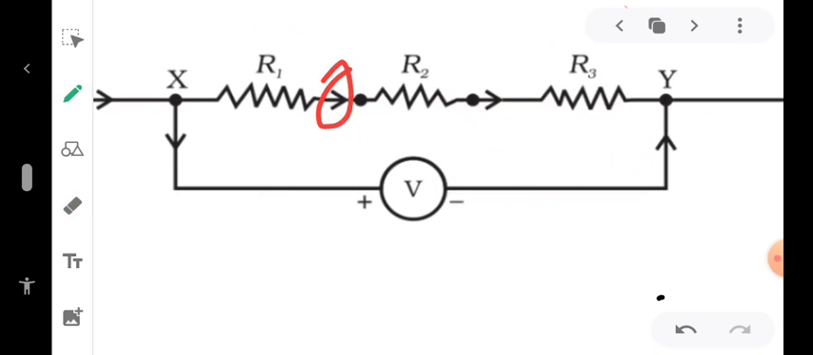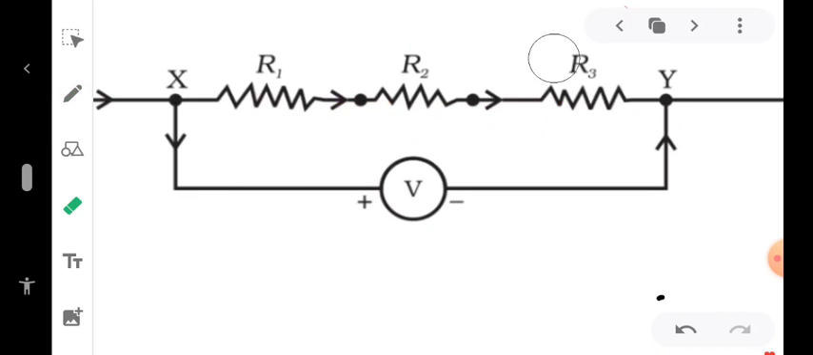If, instead of this simple wire, something is connected like a voltmeter or some other meter, then this will not be a series connection. Directly it should be connected to the next resistor. Then this is called a series connection.